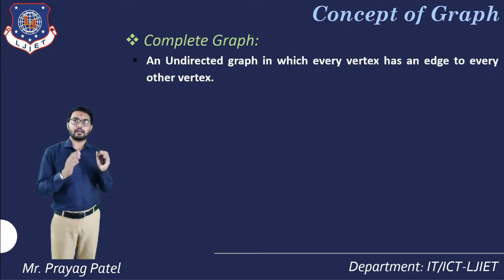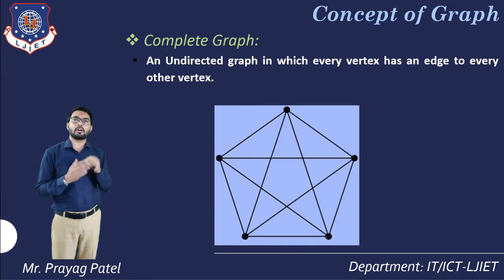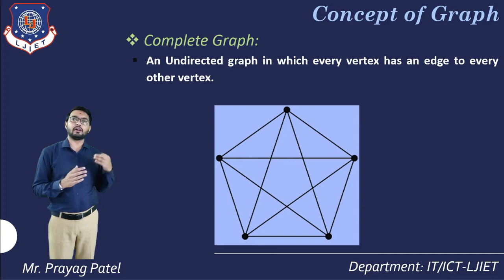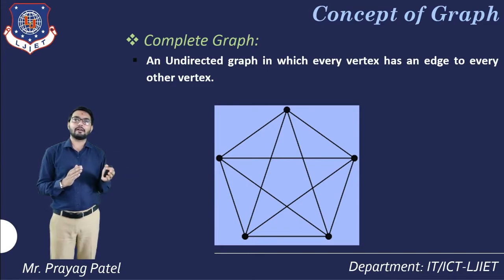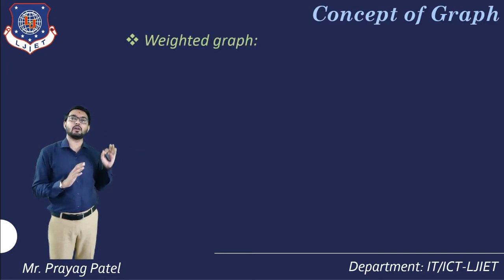Now the next definition is a complete graph. A complete graph is an undirected graph in which every vertex has an edge to every other vertex. Here 5 nodes are there, and each and every node is directly connected with all the remaining nodes. For example, node 1 is connected with 2, 3, 4, 5. Every node is connected with every other node, so this is called a complete graph. The difference between a complete graph and a dense graph is that in a dense graph, 1 or 2 edges fewer than the complete graph is possible, but a complete graph is completely connected with all the remaining nodes.